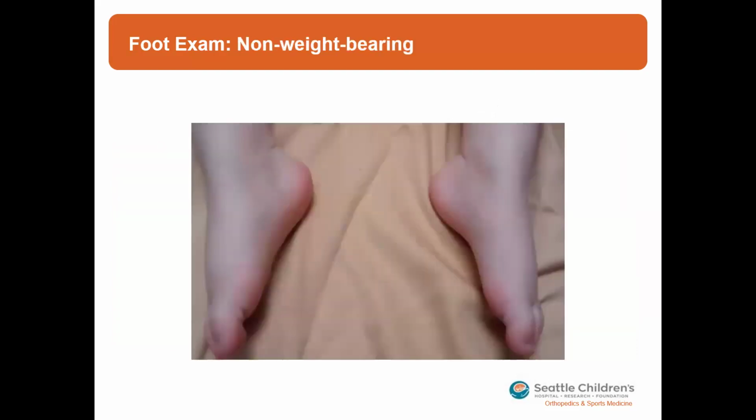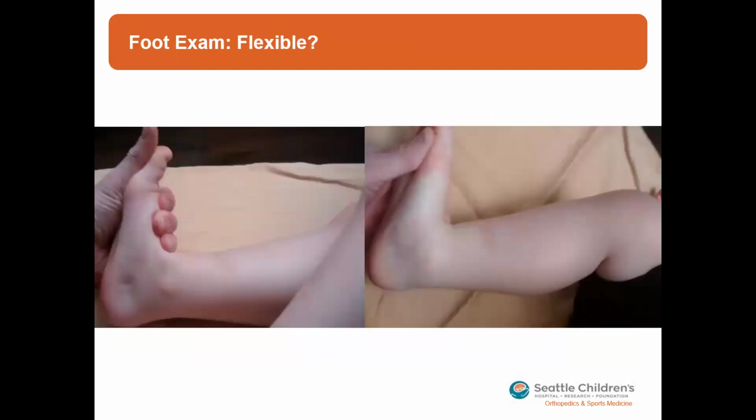When they're non-weight bearing, you should have a nice little arch, and then the Achilles should be flexible. This is with knee straight and knee bent. It's a test called the Silfverskiöld test. Just test flexibility of gastroc and soleus.